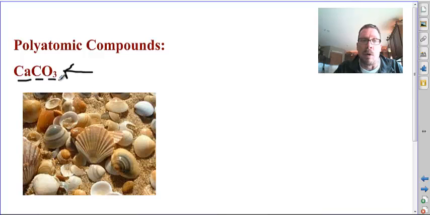You have three or more possible elements, which, if you think back to our binary ionic compounds, were fairly easy to name. I just named the cation, and I named the anion, and I just changed the anion ending to IDE. The difference here is, where's my cation and where's my anion?